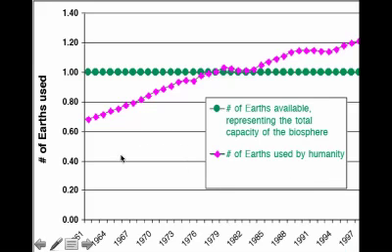So this is a very interesting graph where it shows that the amount of land we use has been increasing over a period of time. And the units it uses are number of earths that we're using. Note that while the number of earths that we use has been increasing in time, our total number of earths that we have has remained constant at 1.